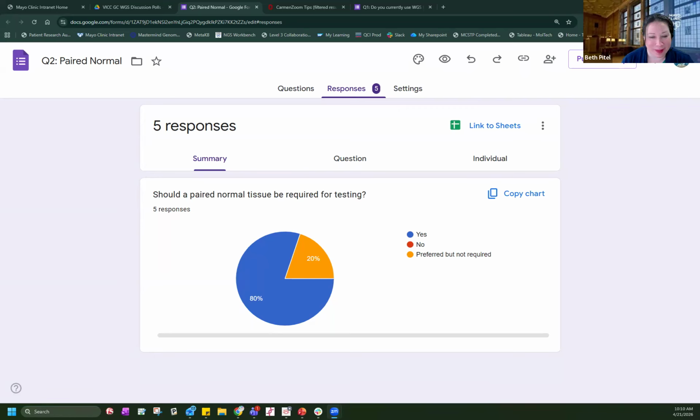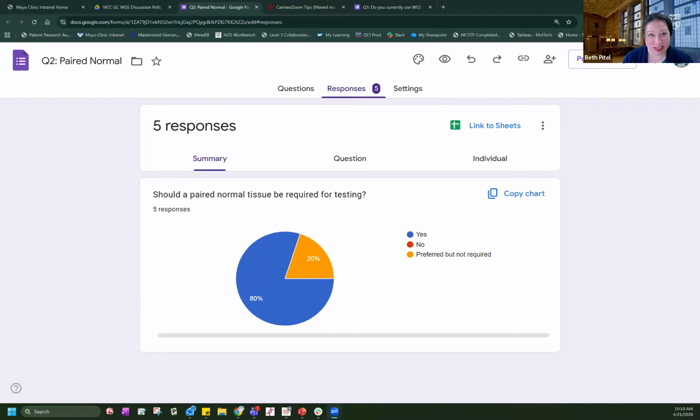So just to recap for the recording, we're having an open discussion on whole genome sequencing and how to report that, and also what's the best way to implement that within our laboratories and different settings. And so the first question I had posed was how many people have actually dealt with whole genome sequencing data. And then the second question, which is up on the screen right now, is should a paired normal tissue be required for testing?